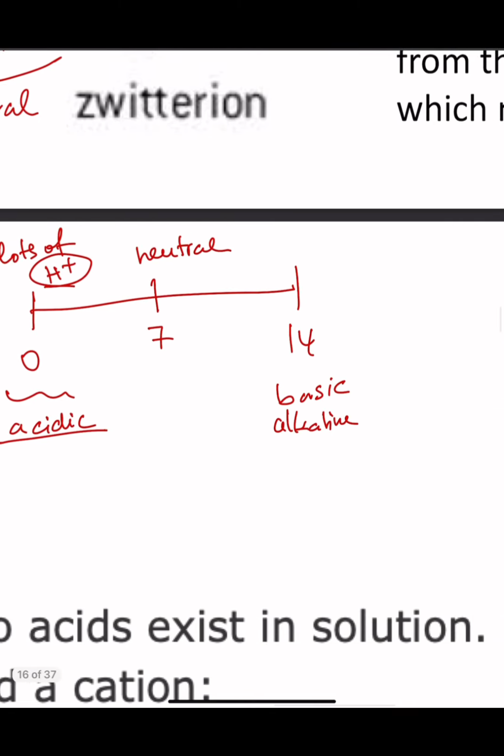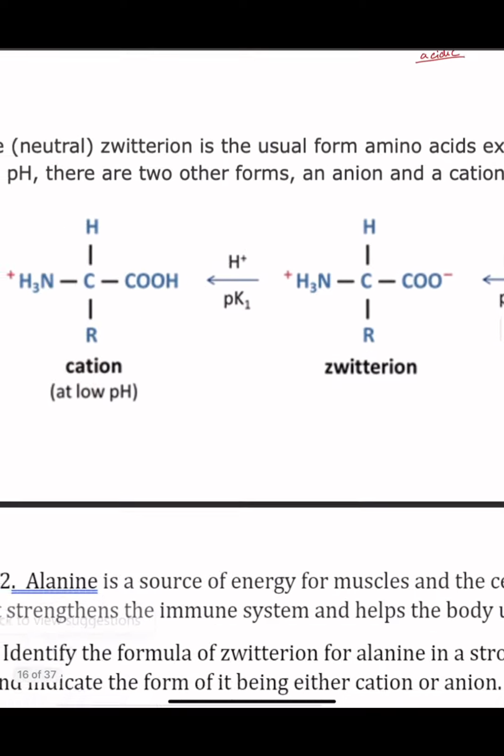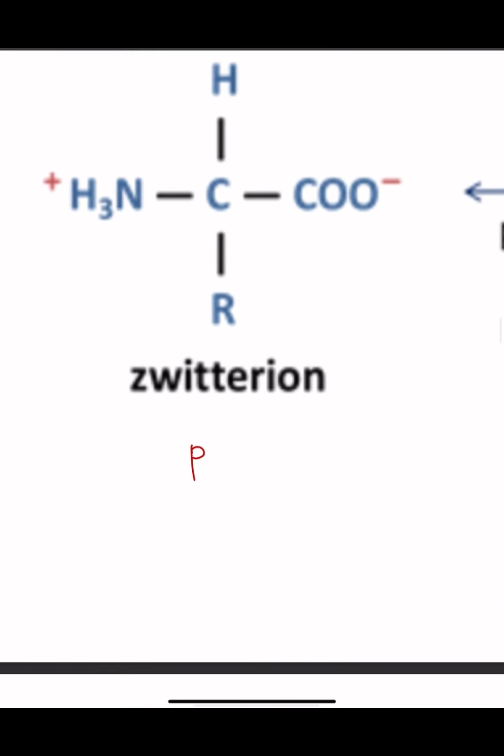And in alkaline environment, we have no free hydrogen plus. Only OHs, which are actually taking all of the hydrogens, okay? So this OH grabs all of the hydrogens to himself and he makes the water. That's why we have no free hydrogen left, because we have lots of OH negative. So now, when we have pH 7, it is at zwitterion, right?